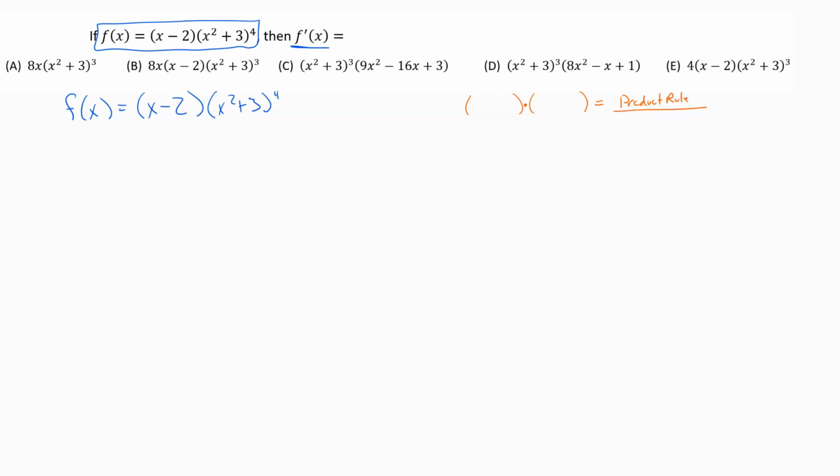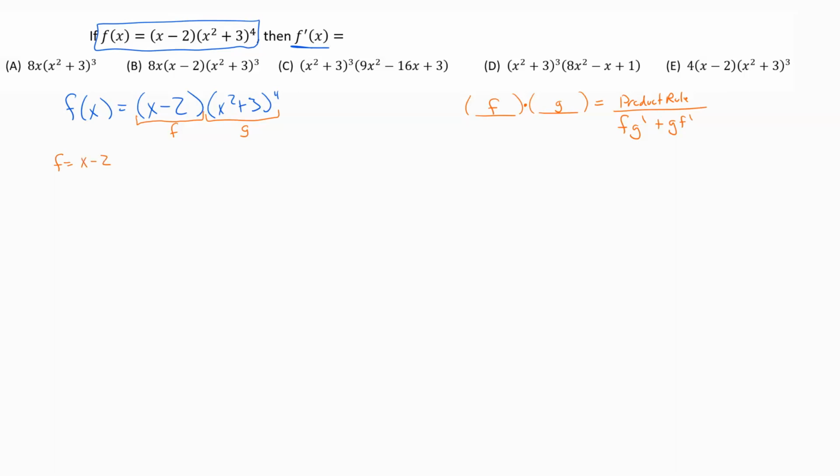Every person has their own little sayings for these. You have to have something, though. My saying that I use is fg prime plus gf prime. I label one of my chunks the f piece, the other chunk the g piece, and then I go find those individual derivatives. So looking at this problem, that chunk is going to be my f, and that chunk is going to be my g.